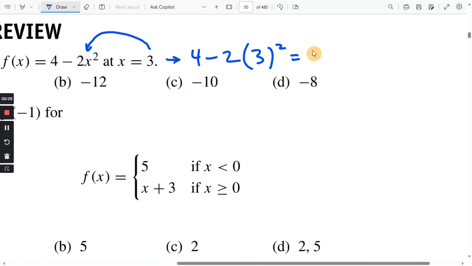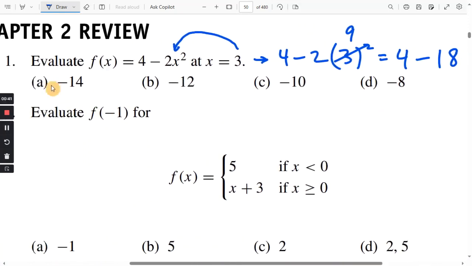All right, so we have the 4. 3 squared, or 3 times 3, is 9. 2 times 9 is 18. And 4 minus 18 is negative 14. So that is answer A.